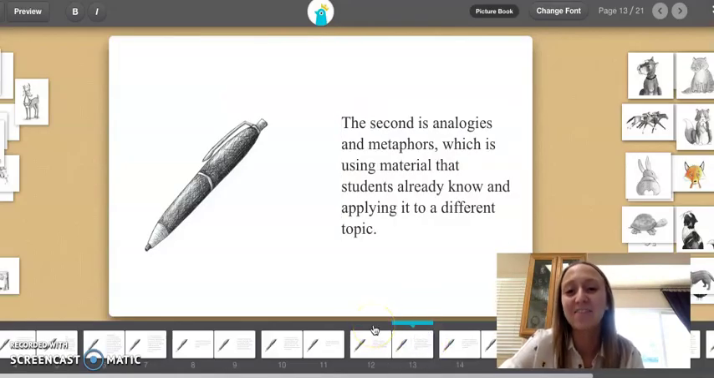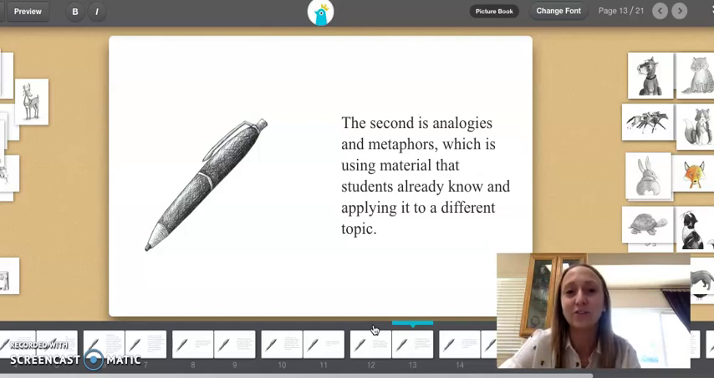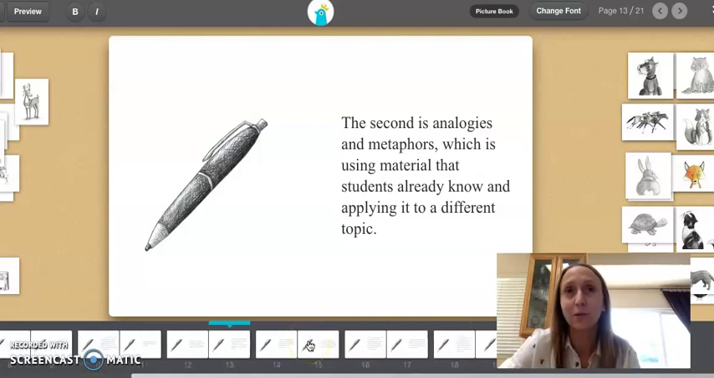Okay. And then we have analogies and metaphors, which is using material that students already know and applying it to a different topic. So I remember in high school, I had a history teacher that would always take situations that we already understood and knew, like a mother protecting its child, in a history class, and so we were better able to understand the dynamic that was happening there. So I just think that's a really useful way as well, because it really helps students better understand what they're learning if you're applying something they already understand to a new topic.